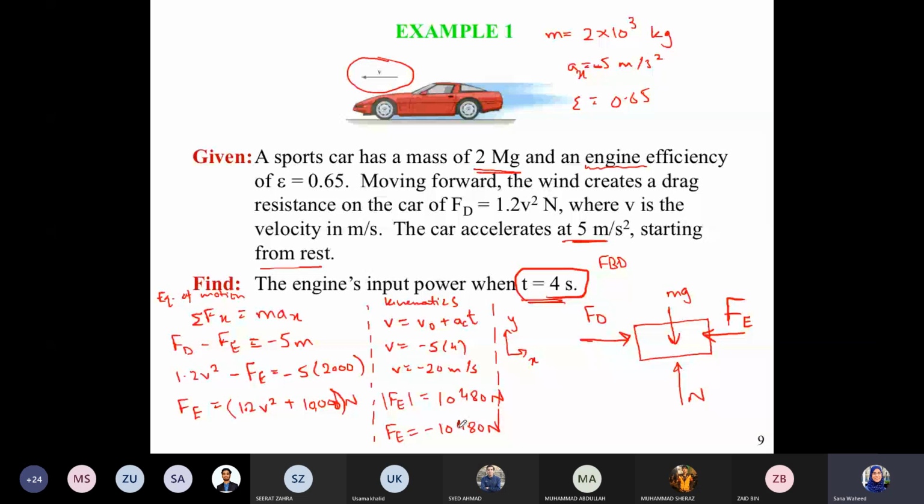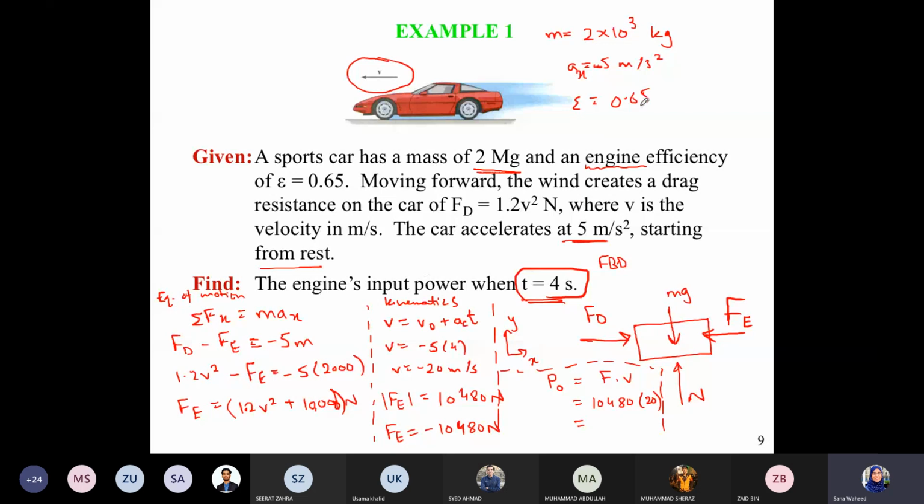So now that brings me to, okay, what was the output power being provided by the engine to cause this force and this velocity? That is power output. That is, of course, going to be F dot V, which is what? It's just this force, because that is in the direction directly of the velocity. So it's just 10,480 multiplied by 20. So I get my output power. I'm not going to write down what it turns out to be. It got a bit long.